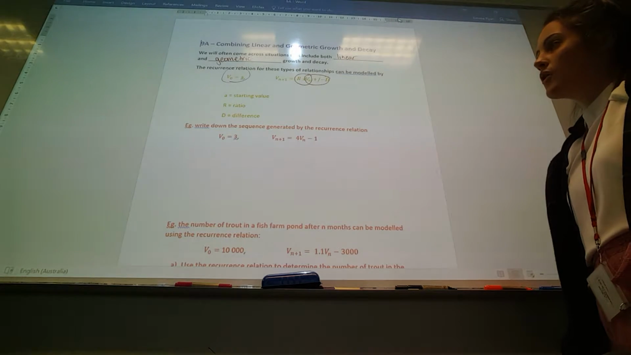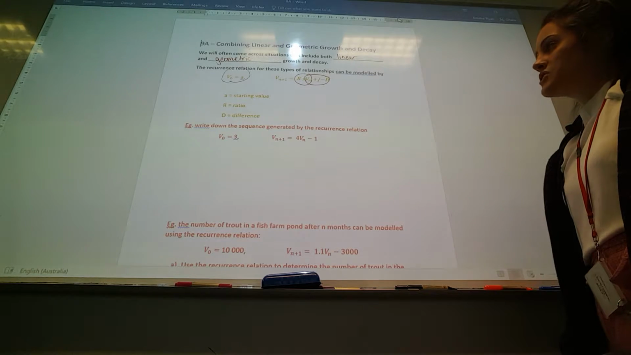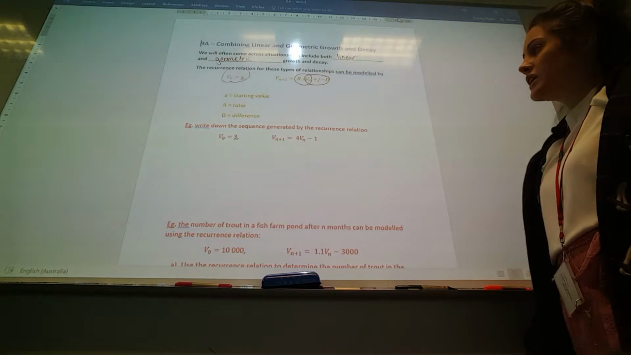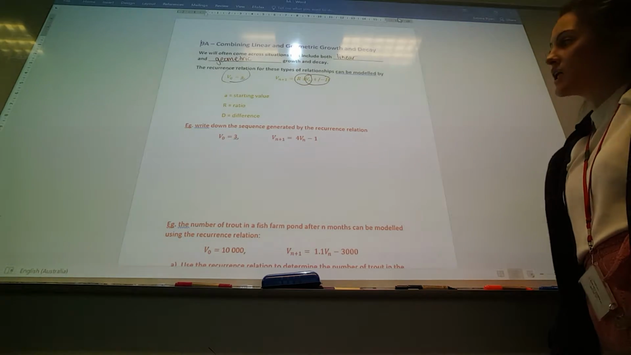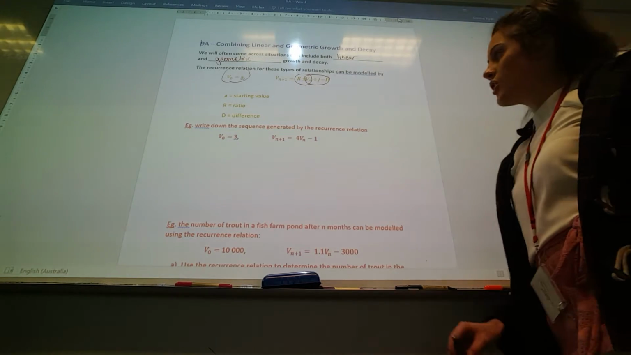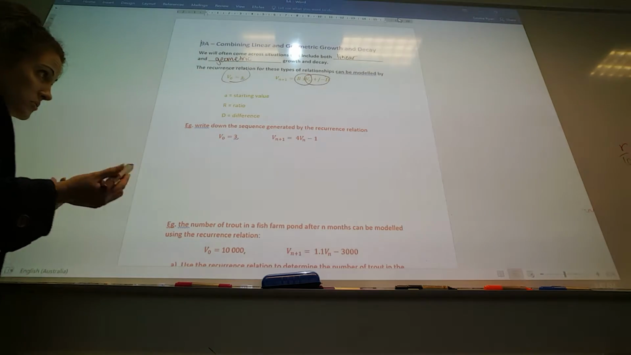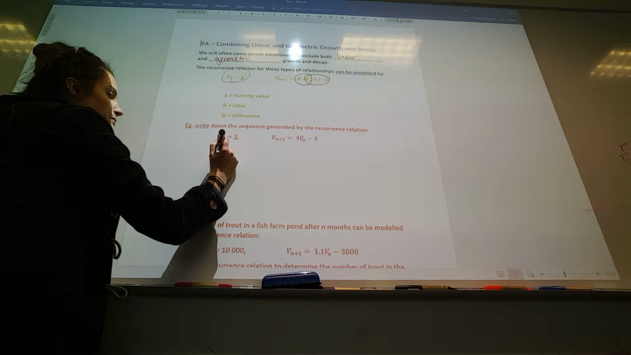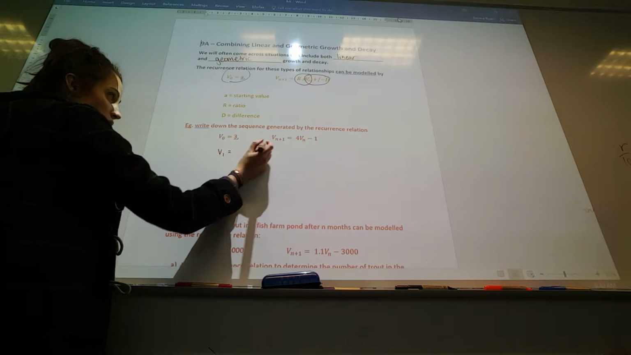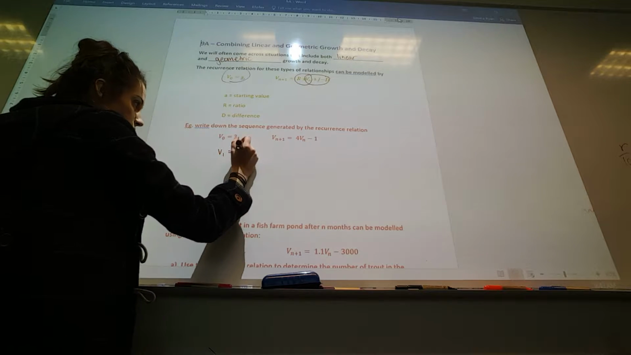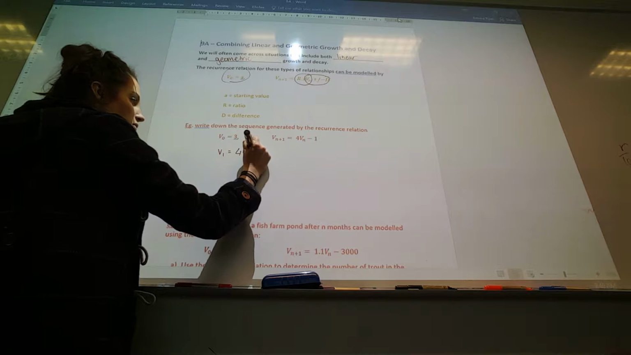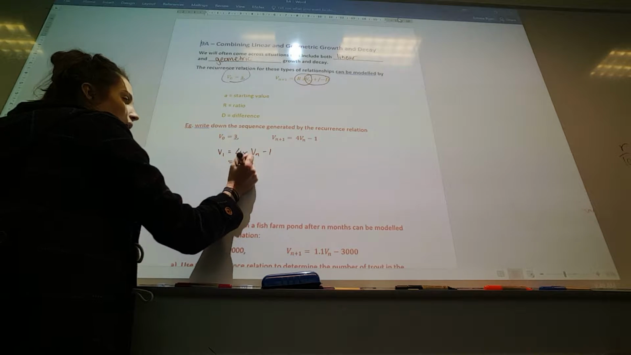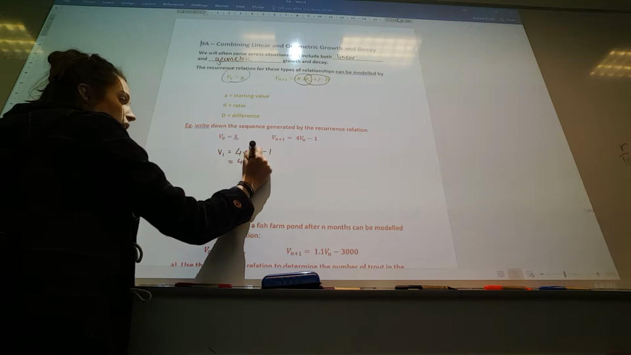Write down the sequence generated by the recurrence relation: V0 equals 3, Vn plus 1 equals 4 Vn take away 1. Let's go for the first 3 terms, using recurrence. To find V1, we're using our recurrence relation, so we've got 4 times Vn take away 1, and our Vn is 3.